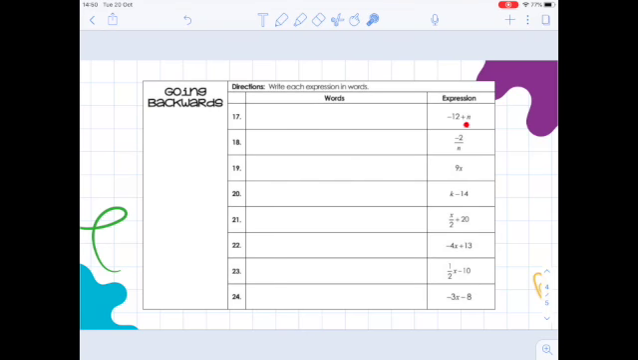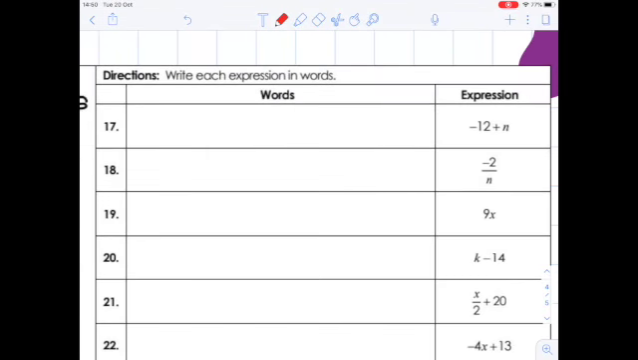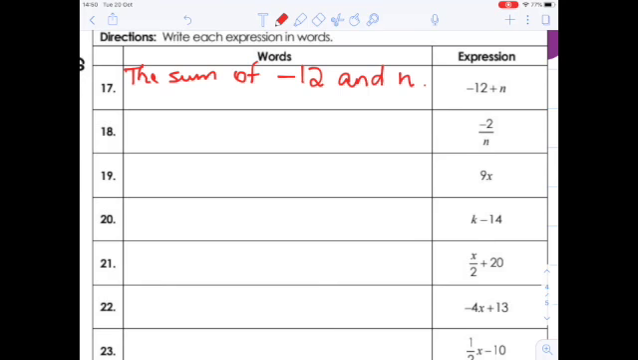So the first one, number 17, I have negative 12 plus n. If I were to write this out in a sentence, what I would do is I would write the sum of negative 12 and n. That's how I would write it out as a sentence. There are a few variations to this. If you feel like you're not sure if you did the right thing, then shoot me an email and I'll be glad to answer you, all right?